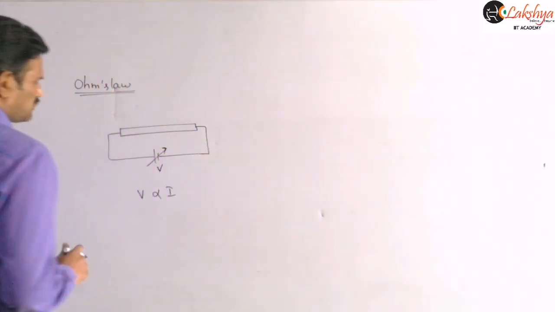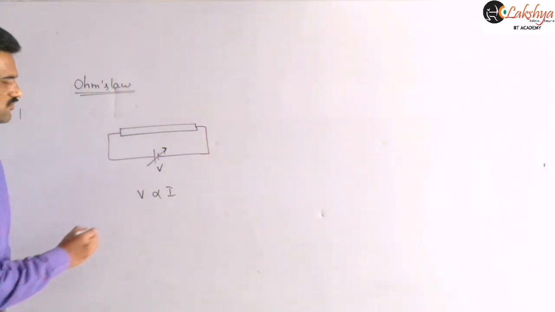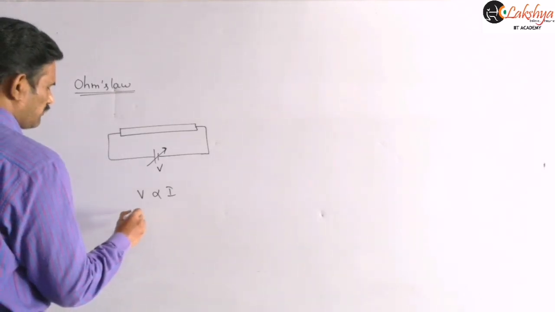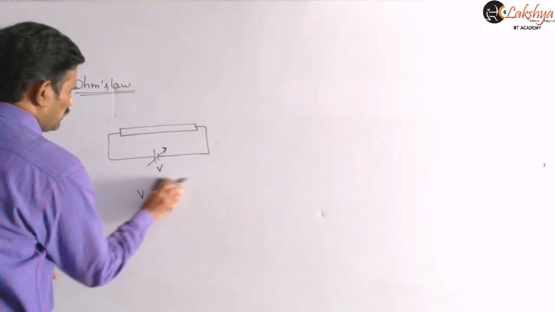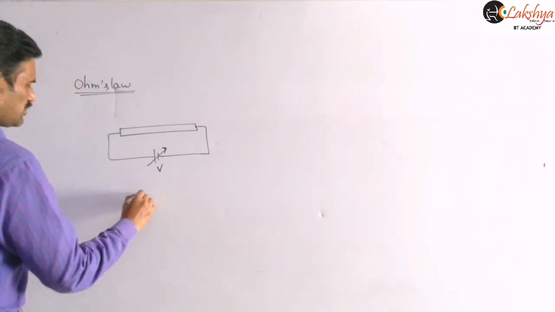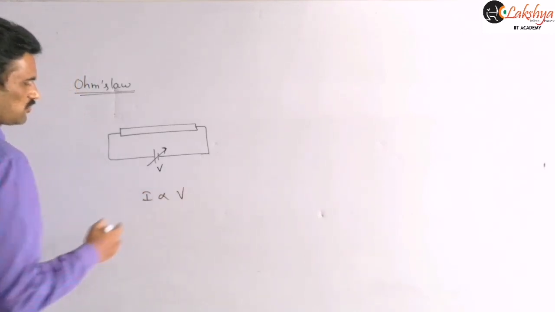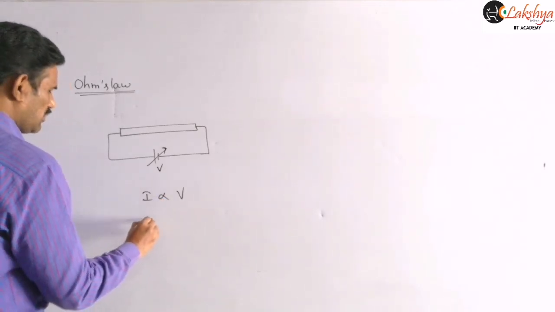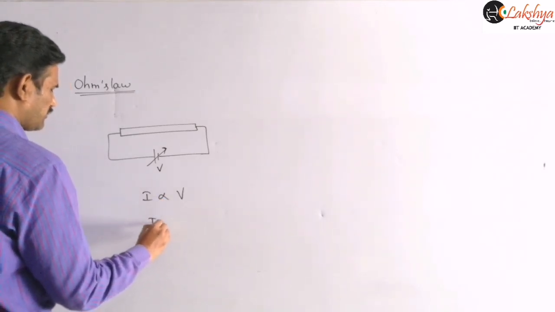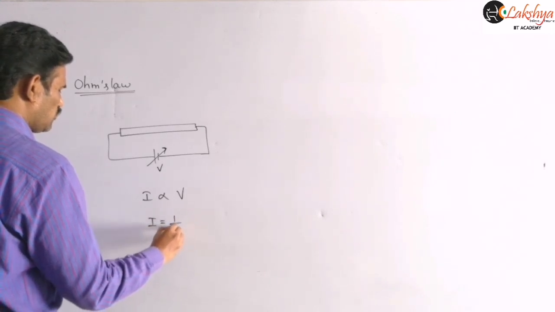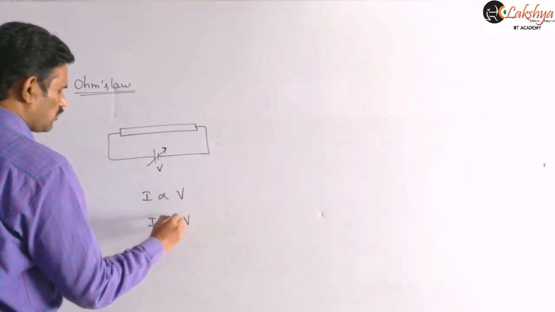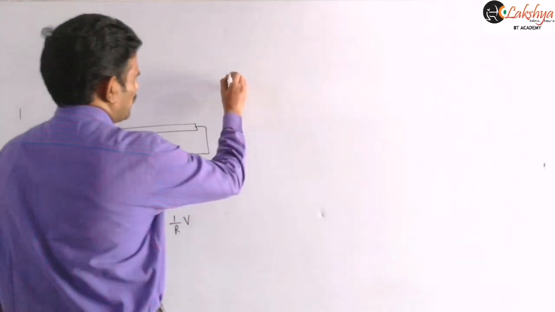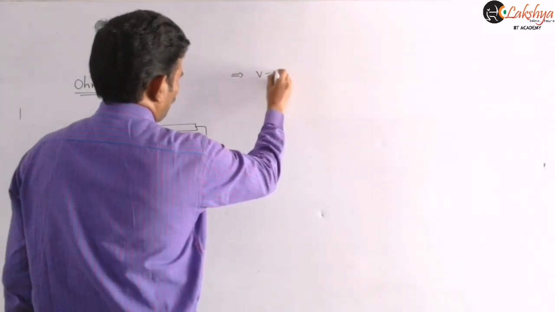So we can express it as V is proportional to I. Let us write according to the statement only. We are saying I is proportional to V, current is proportional to the potential difference applied here. So I can write this as I is equal to 1 by R into V. Now this 1 by R we consider as a constant, so that we can write this as V is equal to IR.